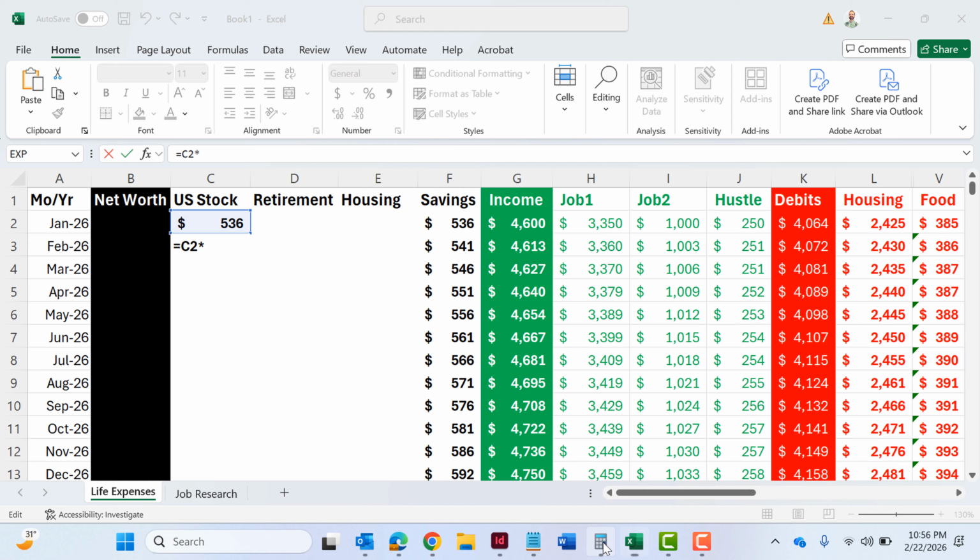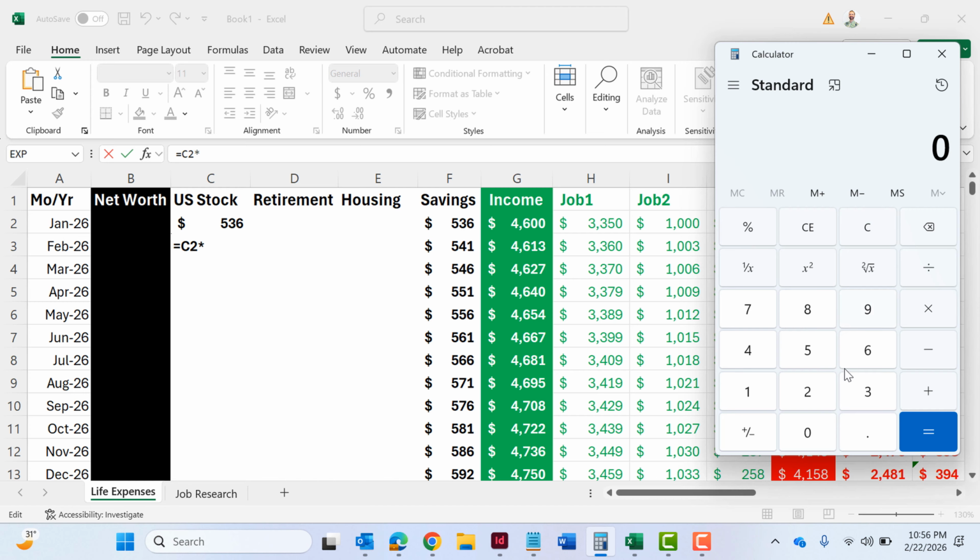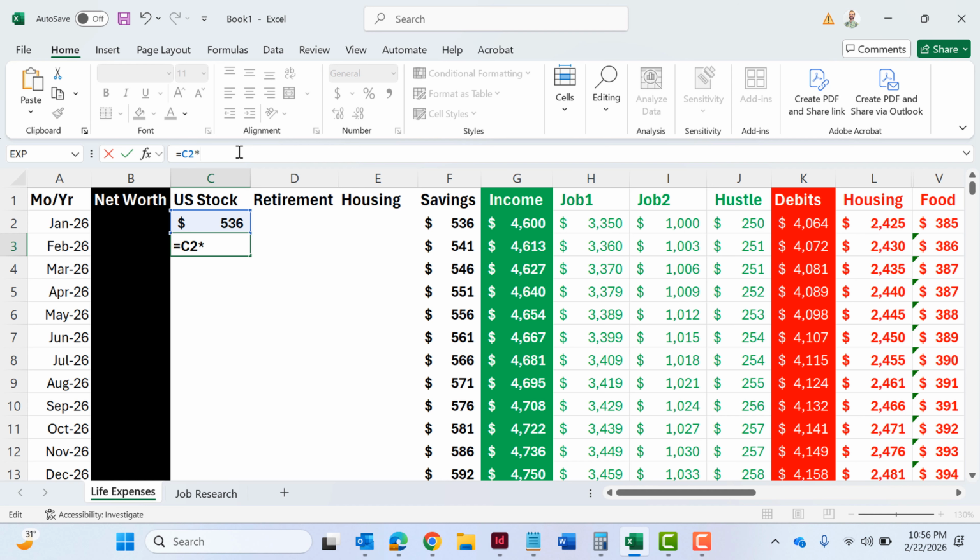Let's do that again. Go back to our calculator. We'll say 0.01, which is 10%. Sorry, my bad. No, it's not. 0.1 is 10%. And we want to divide that by 12 months. So it's looking like every month our stock is going to go up 1.00833333. Let's go ahead and put that in there.